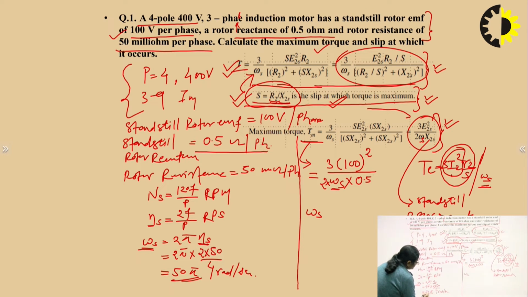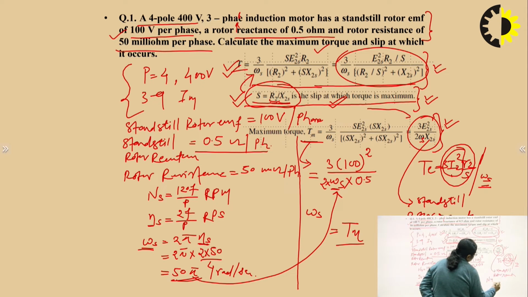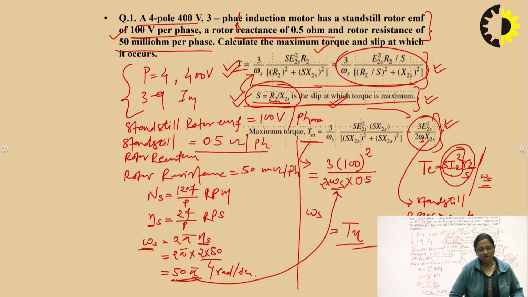So substitute this value of 50 pi in this particular equation and solve it. Solving this, you will get the maximum torque developed by the motor in Newton meters. Always remember to put the unit of the quantity calculated. Without unit, there is no significance of the quantity that we calculate while solving a question. So, if there is any doubt in this particular question, please write your doubt in the chat.